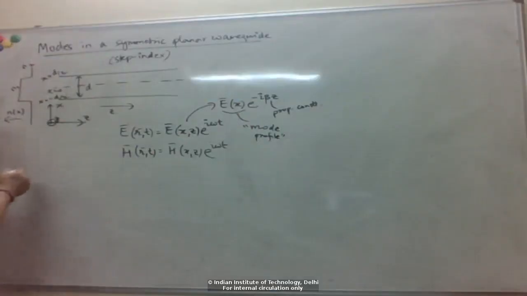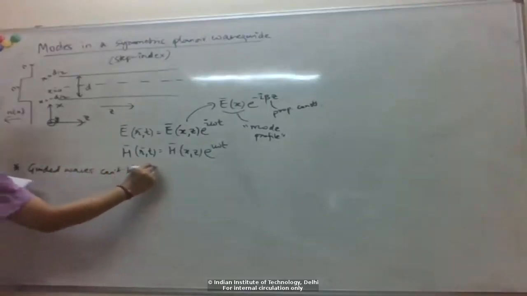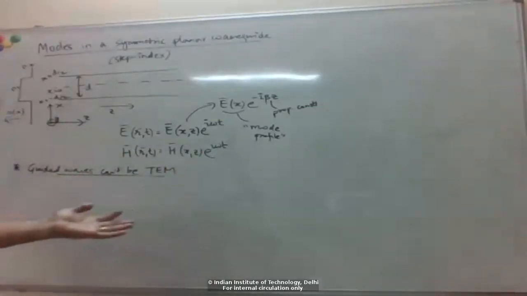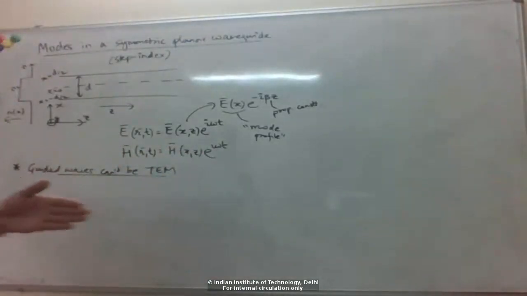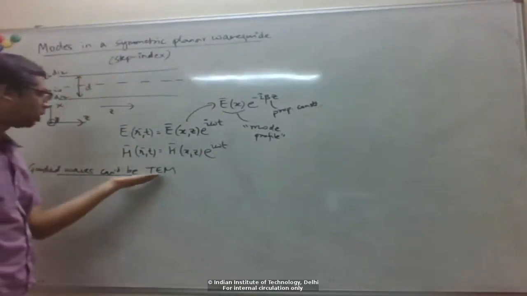The first thing we'll note here is that for any kind of waveguide structure where you have variation in the refractive index, guided waves cannot be TEM. In free space, we know that plane wave solutions are actually TEM, transverse electromagnetic, which means the electric and magnetic fields are both perpendicular to the propagation direction. But as soon as you have some structuring and guidance of waves in a particular structure, we'll see that you cannot have purely TEM waves.